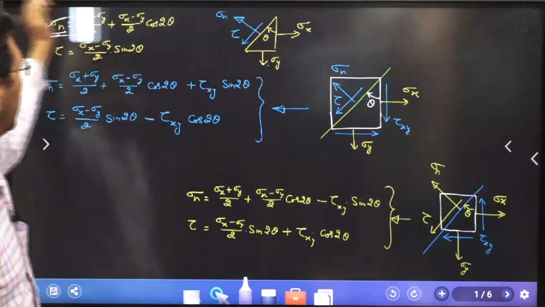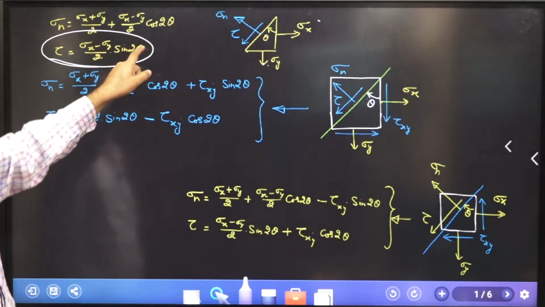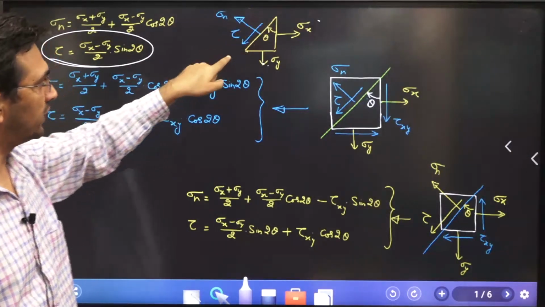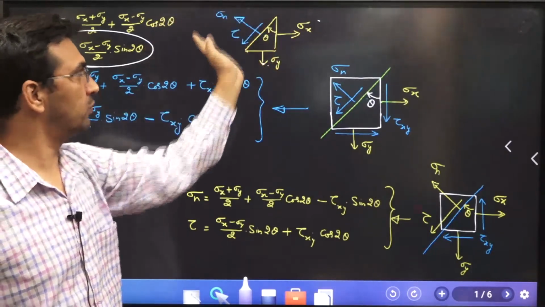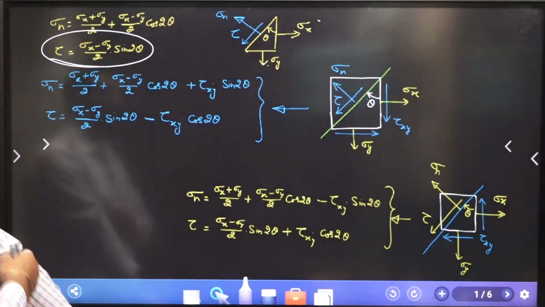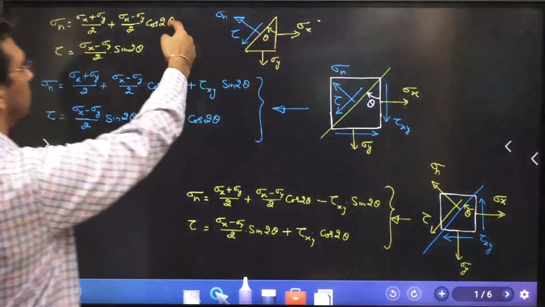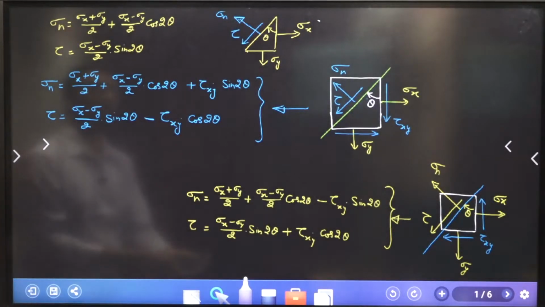Same way, you get the shear stress. If shear stress comes out to be positive, it means the shear stress acting on this plane is in the same direction. If it turns out to be negative, the direction of the shear stress will be the opposite. That is how the interpretations are. Now, this was the case when you have a biaxial state of stress. You have these relations for normal stress and shear stress at any plane inclined at an angle theta from the plane on which sigma x is acting.